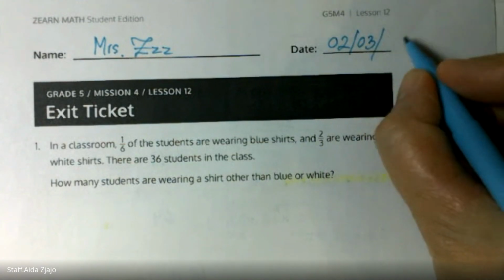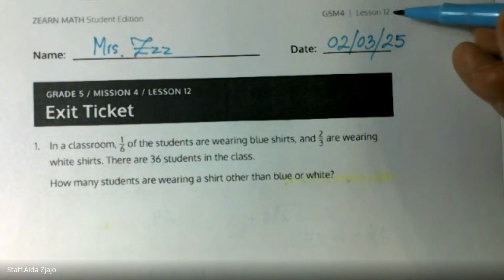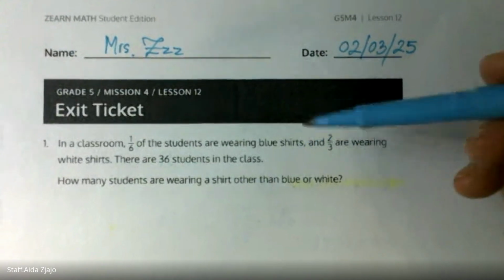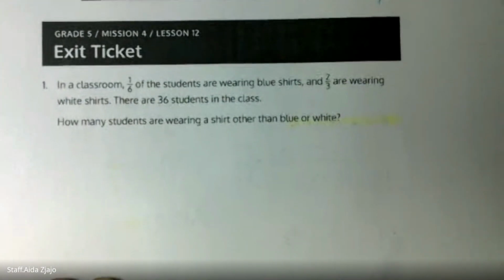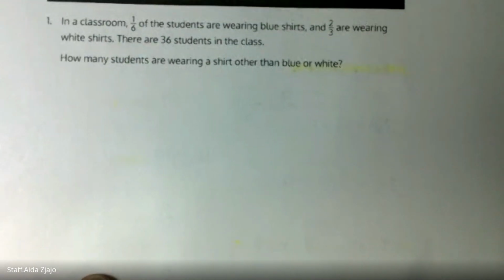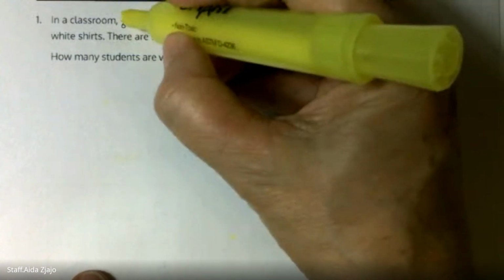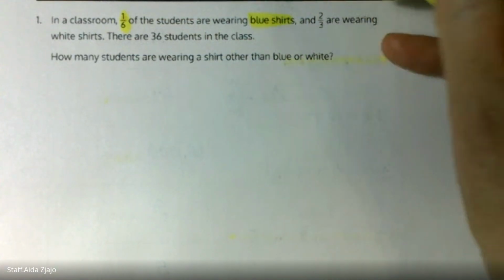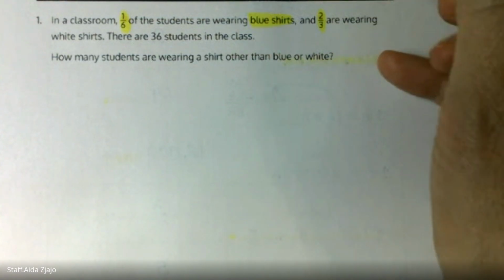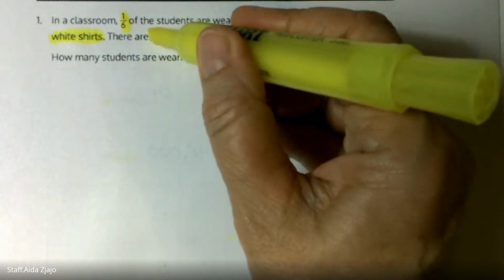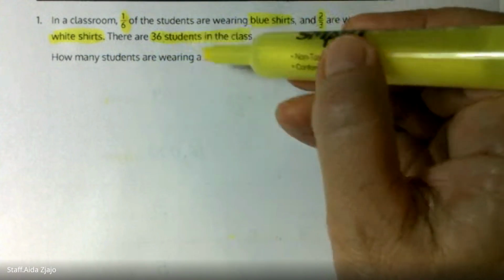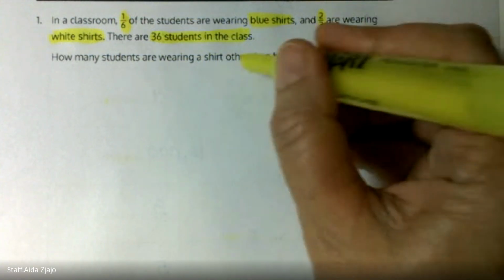February 3rd, 2025, and this is lesson 12, module 5, mission 4, exit ticket. So let's start. The exit ticket says in a classroom, 1/6 of students are wearing blue shirts. Then 2/3 are wearing white shirts. There are 36 students in the class. How many students are wearing a shirt other than blue or white?